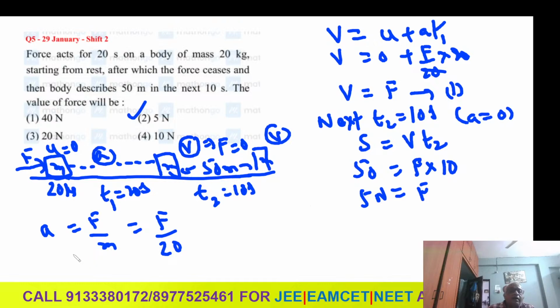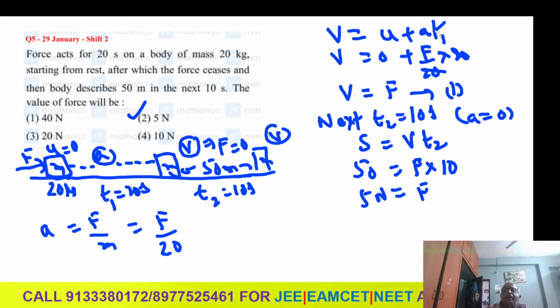So this question also looks simple. Sometimes the idea is that we have to divide the time interval. For 20 seconds, acceleration is there. F is equal to ma, so A is equal to F by m. F we don't know, m is 20. So first the acceleration is there.